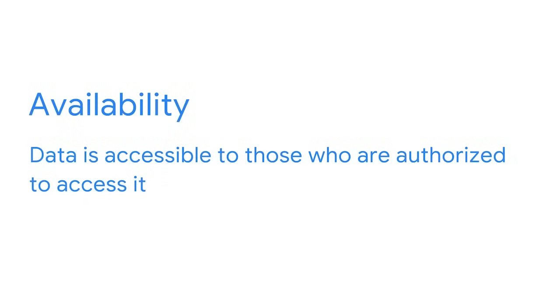Availability means that the data is accessible to those who are authorized to access it. Inaccessible data isn't useful and can prevent people from being able to do their jobs. As a security professional, ensuring that systems, networks, and applications are functioning properly to allow for timely and reliable access may be a part of your everyday work responsibilities.